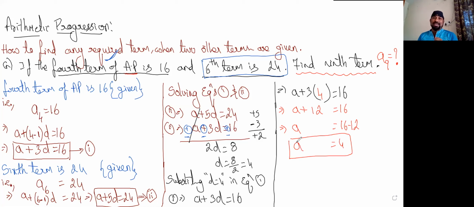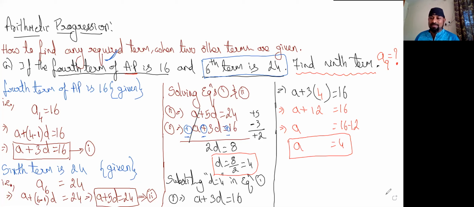So guys, I'm repeating it again. What is needed? We need the ninth term. He has given the fourth term and the sixth term. With the help of these two terms, we have to find the ninth term. I have written the fourth term as A plus 3D is equal to 16 and the sixth term as A plus 5D is equal to 24. Now I solved both the equations by subtracting and I got the values of A and D. Now what is needed? We need the ninth term.